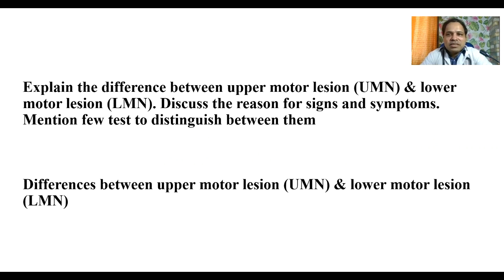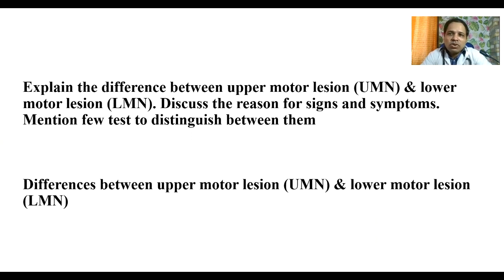Subject: Physiology. You may get in the examination, maybe in first year or even in the final year: the difference between upper motor neuron lesion and lower motor neuron lesion. Discuss the reasons for signs and symptoms. Mention a few tests to distinguish between them. You always land up in confusion, isn't it? How to distinguish between them. Sometimes you intermix and write in the examination, come out and suffer: I wrote something wrong. Or they may ask you directly as a 5 marks question, the difference between upper motor neuron and lower motor neuron lesion.